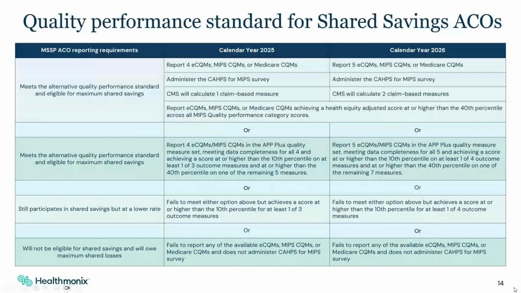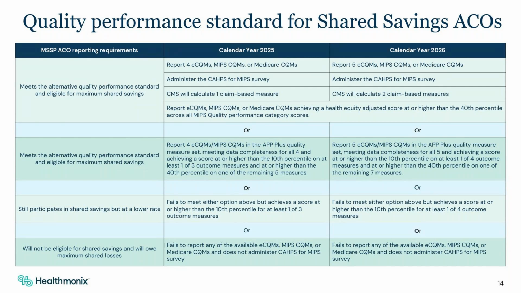So there's a lot on this slide. If you've been on my webinars in the past, you've seen this before. This is a breakdown of what it looks like for the APP Plus as we are moving forward. So in 2025, what I share with you is the 4 eCQMs that are there: eCQMs, MIP CQMs, or Medicare CQMs, administering the CAHPS survey, as well as your claims-based measure. And if you do all of that, so the top line, what you see there, and you are higher than the 40th percentile, you are eligible for max savings.